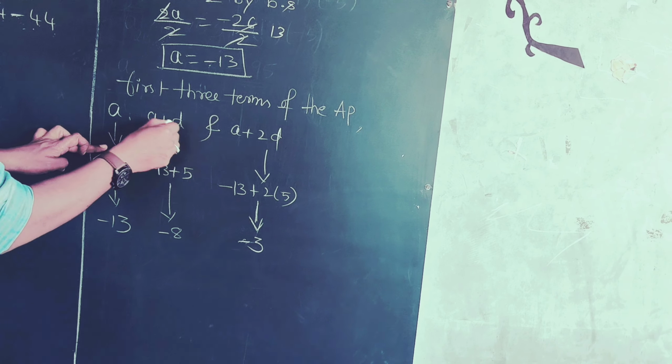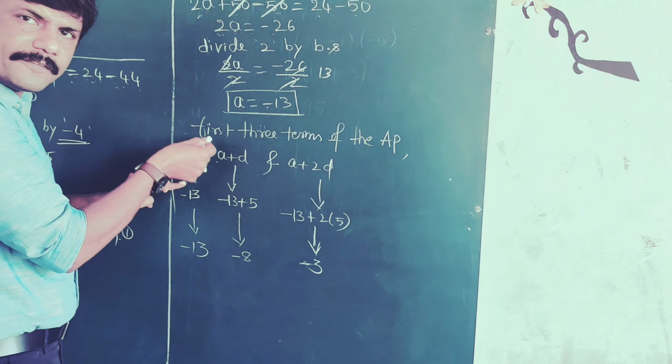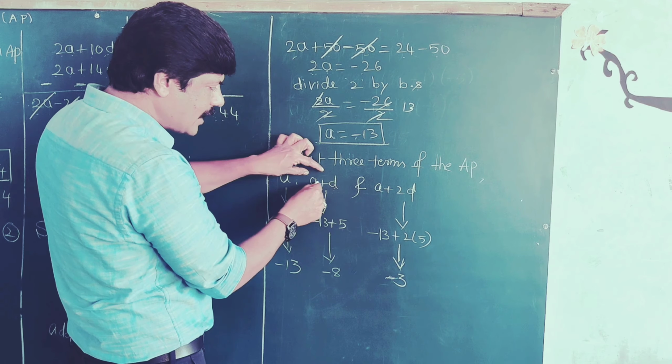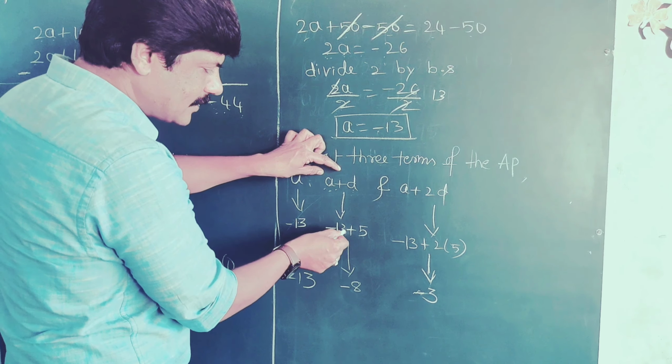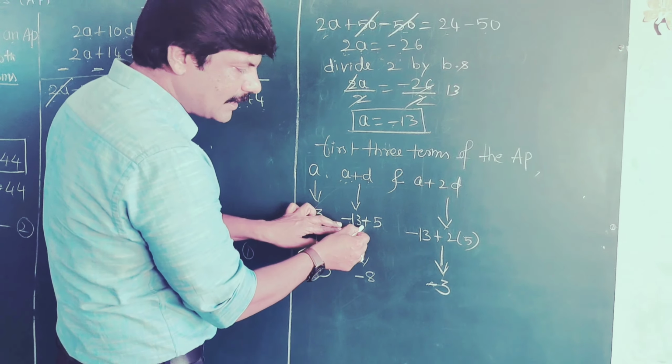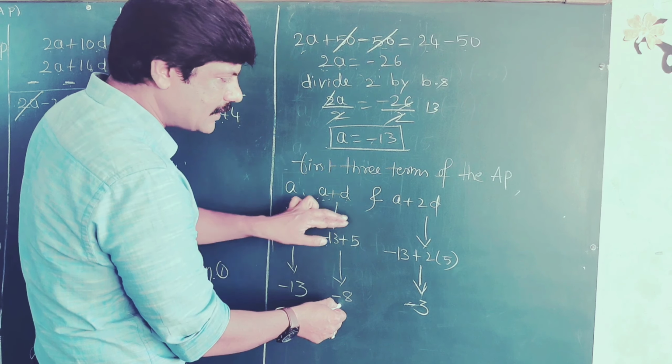Second term is A plus D. After adding the common difference to the first term, we get the second term. Thus it becomes A plus D. What is A plus D? A is minus 13. D is plus 5. Minus 13 plus 5 is minus 8.